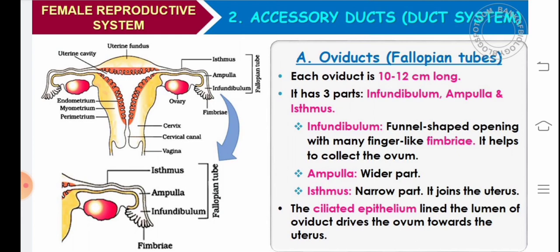The second part is the ampulla. It is the middle part of the fallopian tube and it is somewhat wider. And the last part is the isthmus. It is the narrow part and it joins to the uterus. Clear?